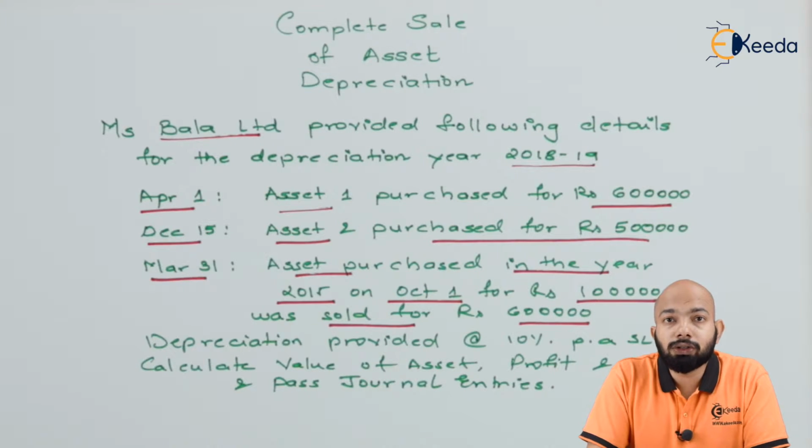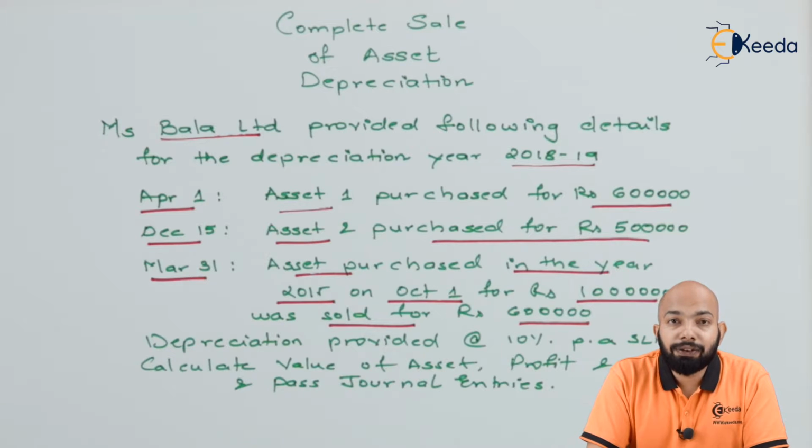whether there is a profit or loss on this transaction, after which we'll be further evaluating what is the value of all the assets that we hold at the end of the financial year March 2019, as the financial year is from April 2018 until March 2019.